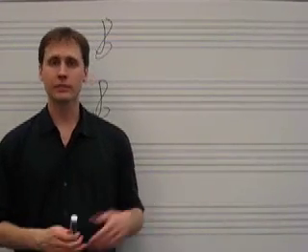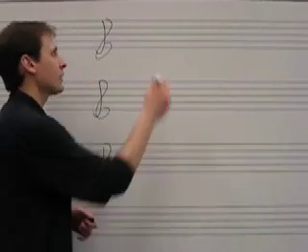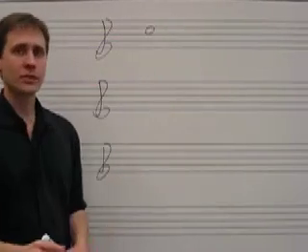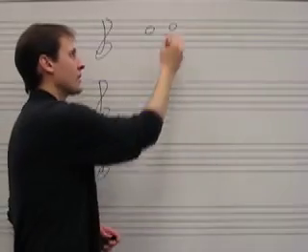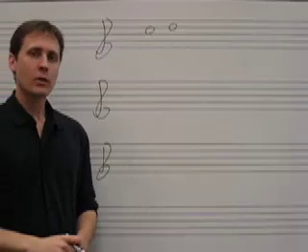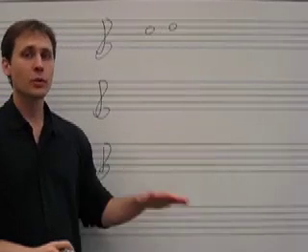Thus far, you've been asked to write intervals that are above a given note. So for example, if I say write a major second up from C, then you would of course write D. But what if you're asked to write intervals that are below a given note?